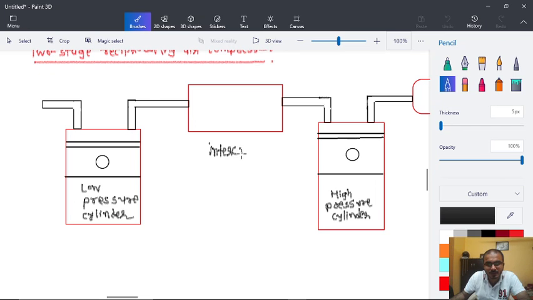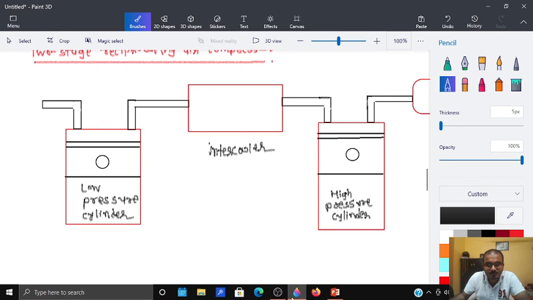So we will end this lecture here only, and we will continue with the same figure in the next lecture. As you can see, we are having two cylinders and in between we are having an intercooler.